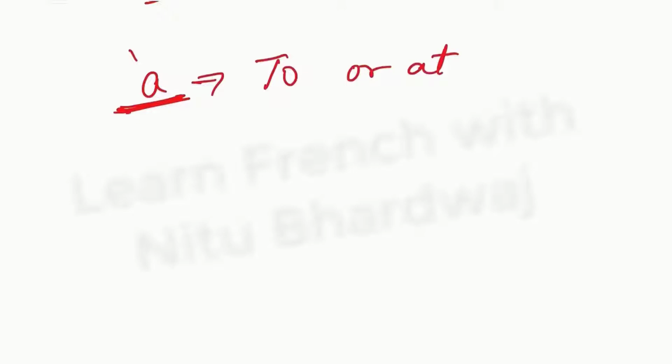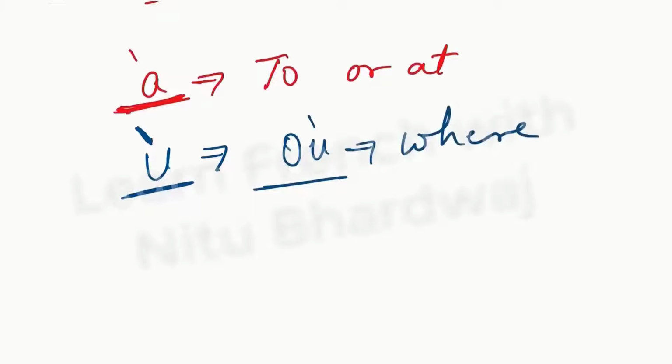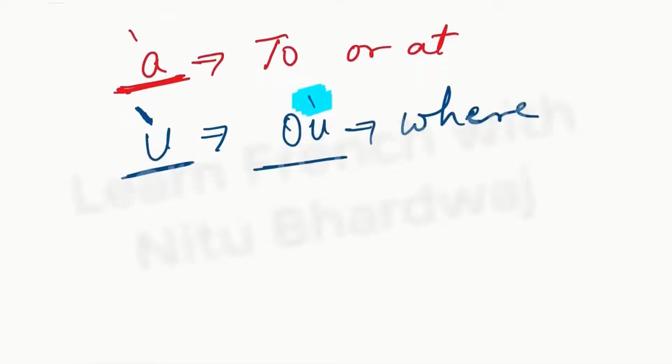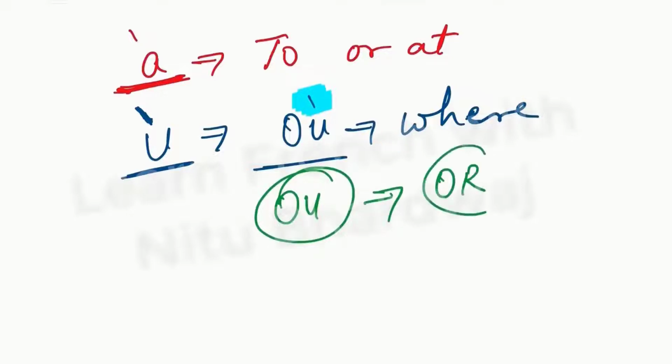Let's see the next one. Ù, and this sign is there on the top. This is accent grave. And the example is où. This means where. If we do not put this sign on the top of U, and we write just ou, then the meaning in French will change. It will be or. So if we want to write where, we have to put this accent on the top of U.